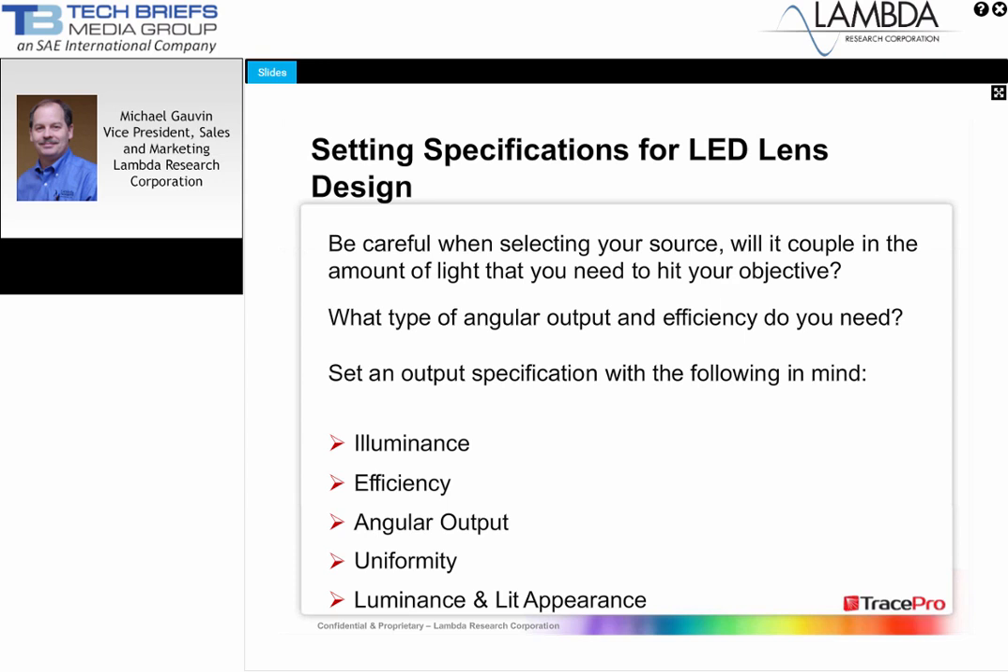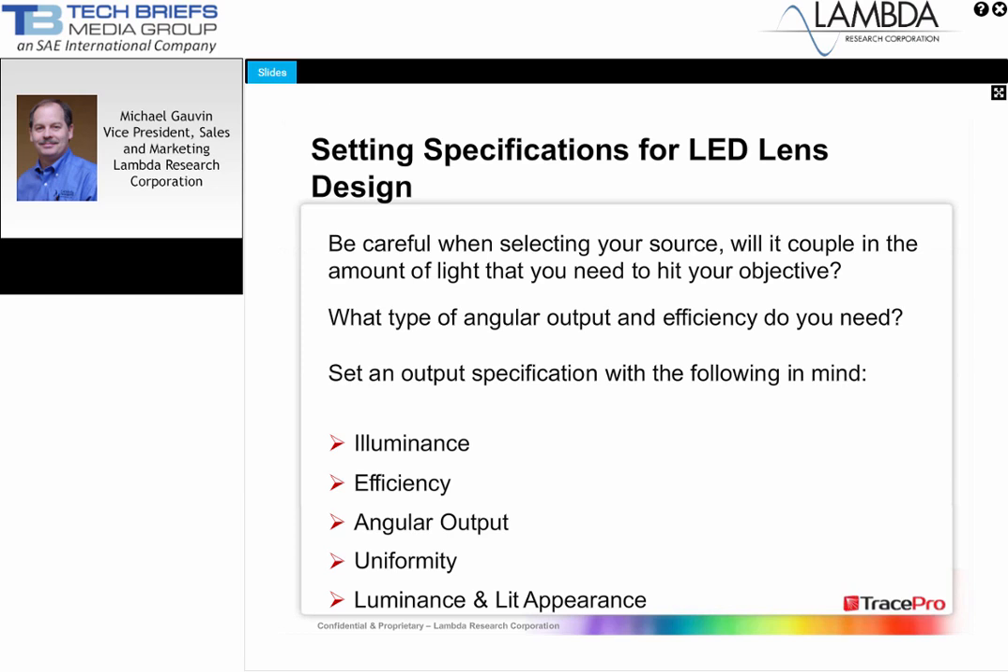So first of all, let's look at how we're going to set specifications up for an LED lens design. And the biggest thing is, what are we going to use as a source? Well, it's going to be an LED, of course. But how do we get it to couple light into the lens? And how do we get it to hit the objective that we set up in terms of a specification? So we're going to break this down into what type of angular output you're looking for, what type of efficiency do you want to get out of that particular lens, and how much power do you want to get to your target, if there is a target.